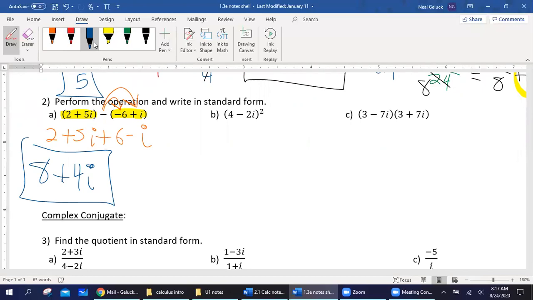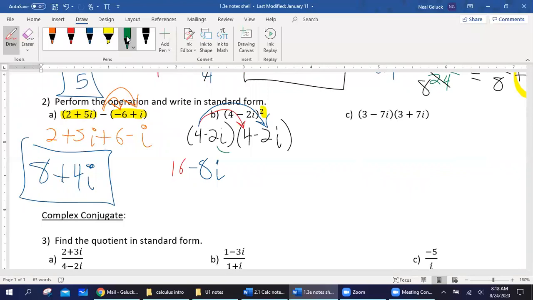Multiplying complex numbers, which basically squaring it is multiplying it by itself, so it still is multiplying, is going to amount to a FOIL, where I have to multiply two things together. So I'm going to write this out, 4 minus 2i times 4 minus 2i. If I multiply the firsts together, 4 times 4, 16. Multiply the outers together, that's going to be negative 8i. Multiply the inners together, that's going to be another negative 8i.